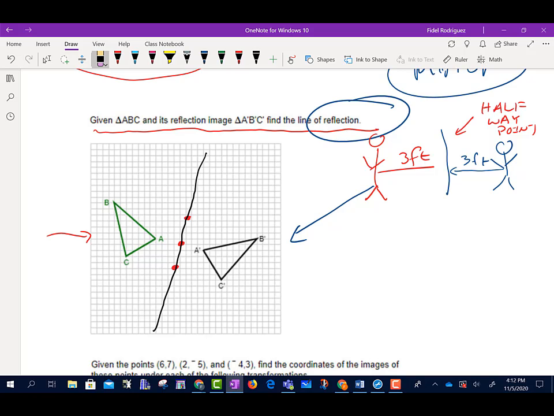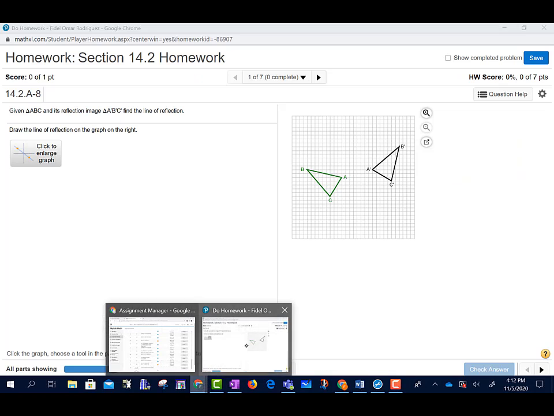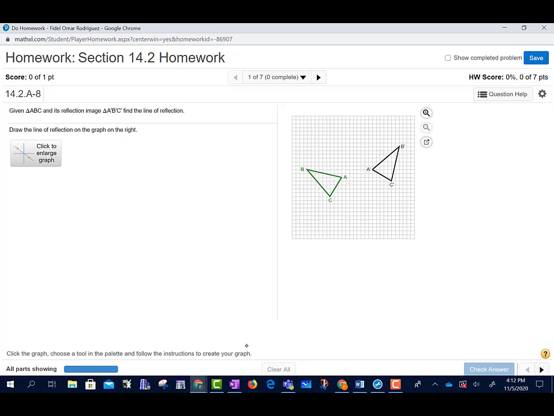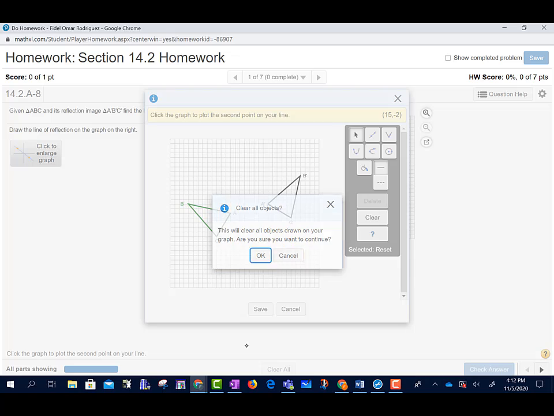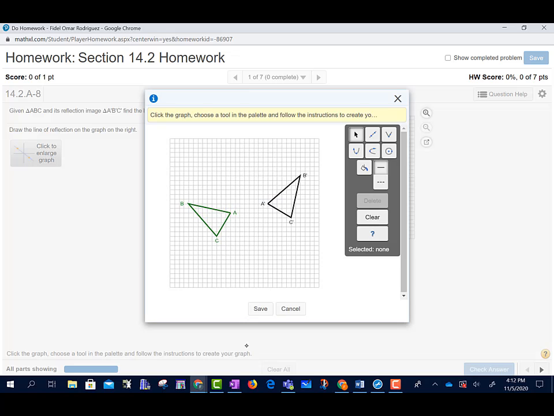So I'm going to show you now how this works when you're doing this on MyMathLab, okay? Give me 1 second. Here we go. So a similar type of problem, okay? I'm going to click to enlarge the graph, and I'm going to show you how I'm going to do this. I'm going to take my line feature, put a point on A, and another one on A prime.